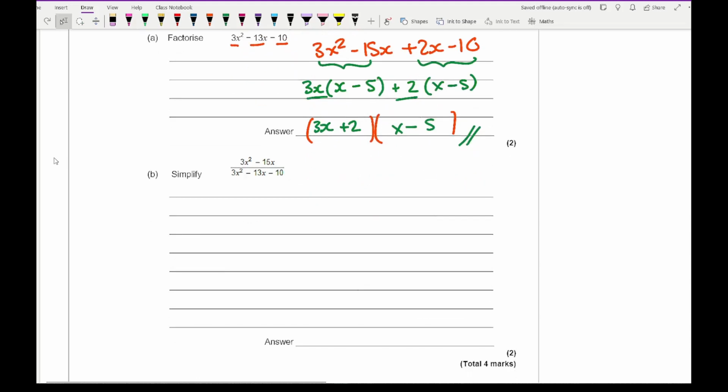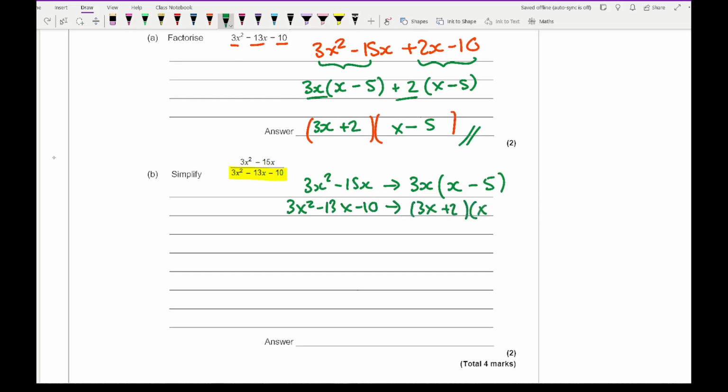Then with b, it says simplify. We've got this expression. Now, one thing you should be able to note is that this is part A. So the only thing I need to factorise is 3x squared minus 15x. Now, you may think this is another quadratic, but it's not. So it's just a single bracket. So I take 3x and I've ended up with x minus 5. And then 3x squared minus 13x minus 10 is 3x plus 2 times x minus 5.